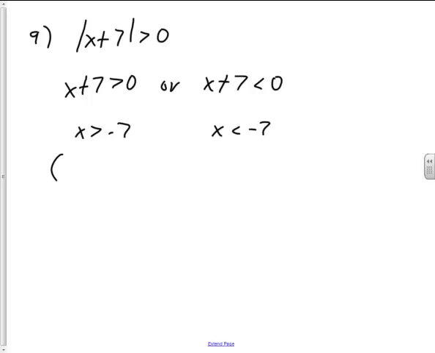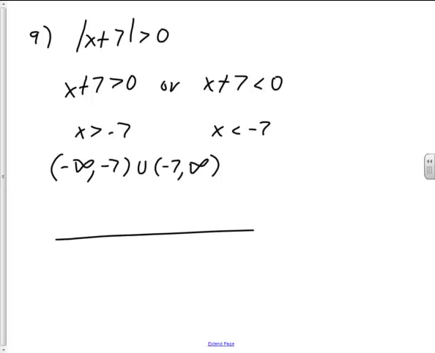So we can actually write this in set notation. It's going from negative infinity to negative 7, which does not include negative 7, and from negative 7, not including negative 7, to positive infinity. And on the graph at negative 7, you would actually have an open circle, and you have an arrow going towards positive infinity and one going towards negative infinity.